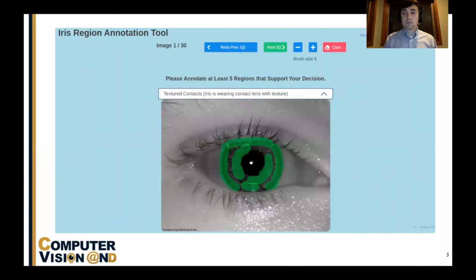This is the tool that was developed to collect the data. First, users were asked to identify the nature, whether it was a live iris or one of the 7 spoof types, and then they have to mark off at least 5 regions in that image that led them to that classification decision. In this case, it's a textured contact lens, and the green highlighted regions are the areas that this person thought were salient in the image for that classification decision.